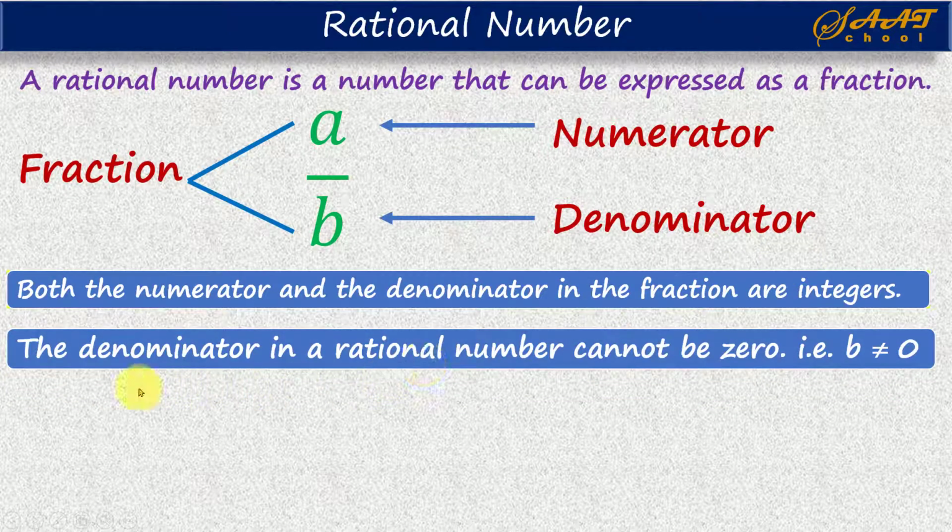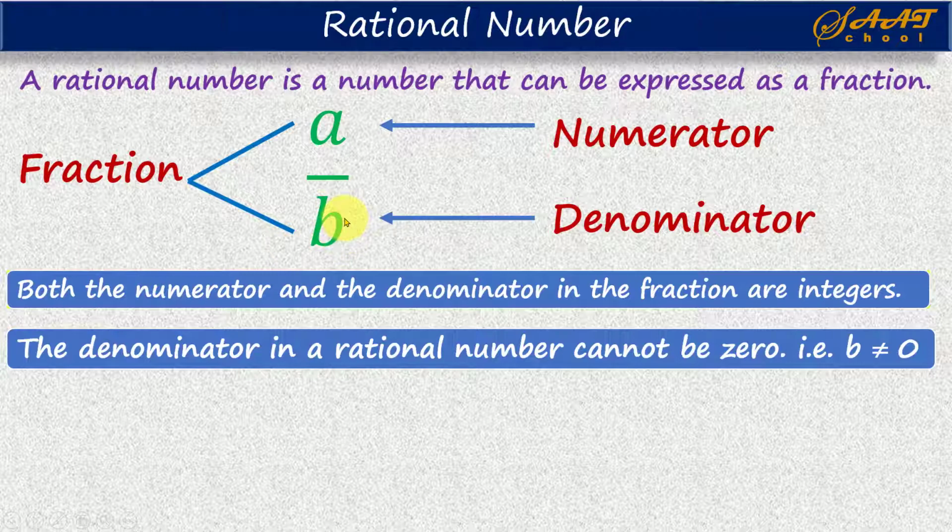Now here the denominator, which is b in this case, cannot be 0 in a rational number, meaning the value of b cannot be 0. If b is 0, then that is not a rational number.